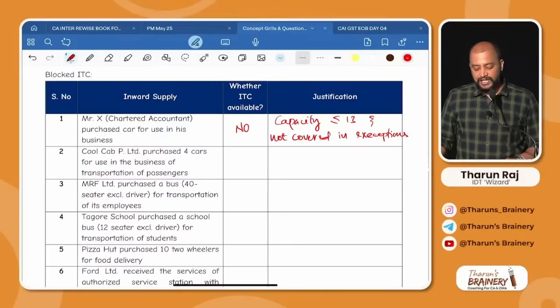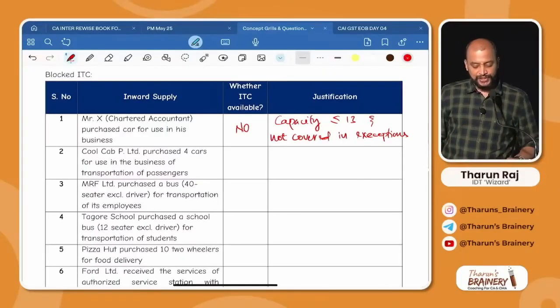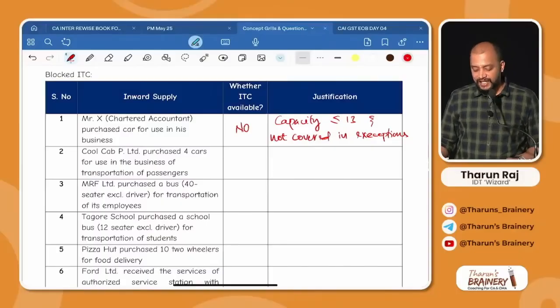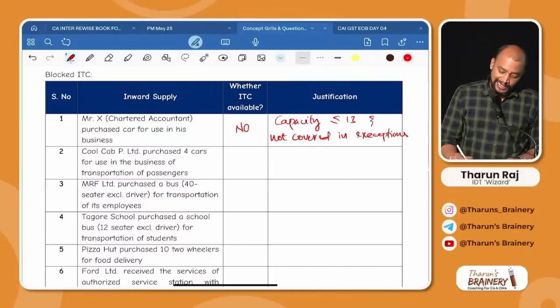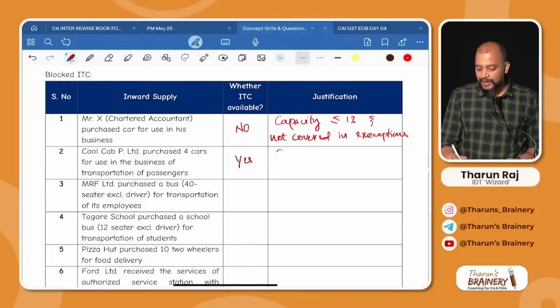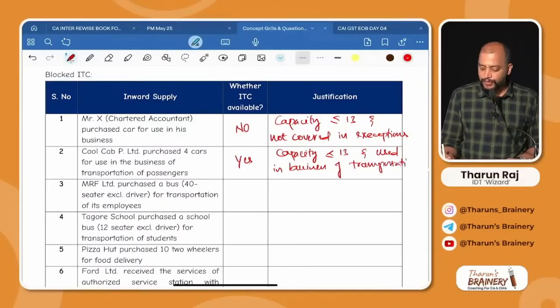Cool Cap Private Limited purchased 4 cars for use in the business of transportation of passengers. Whether ITC available with respect to this? Yes. Why? Because capacity, even though less than or equals to 13, is used in business of transportation of passengers. That's right.